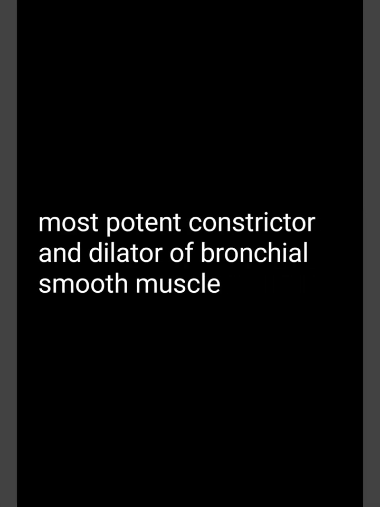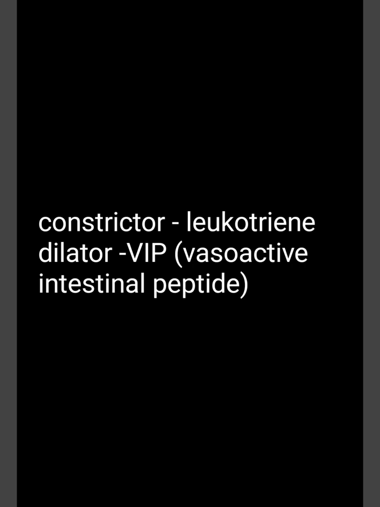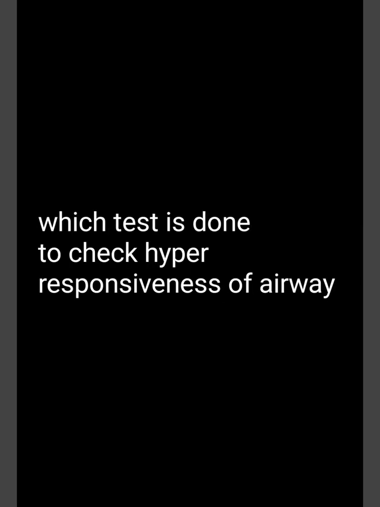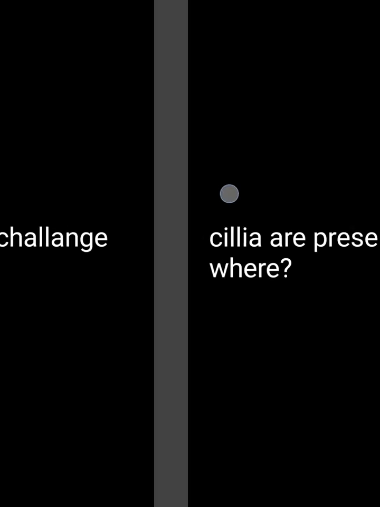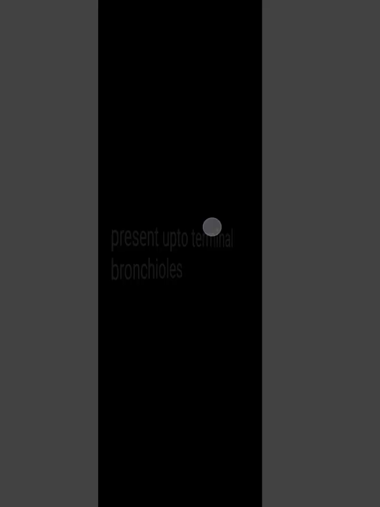Most potent constrictor and dilator of bronchial smooth muscle: constrictor, leukotriene; dilator, VIP, vasoactive intestinal peptide. Which test is done to check hyper-responsiveness of airway? Methacholine challenge test. Cilia are present up to where? Present up to the terminal bronchiole.